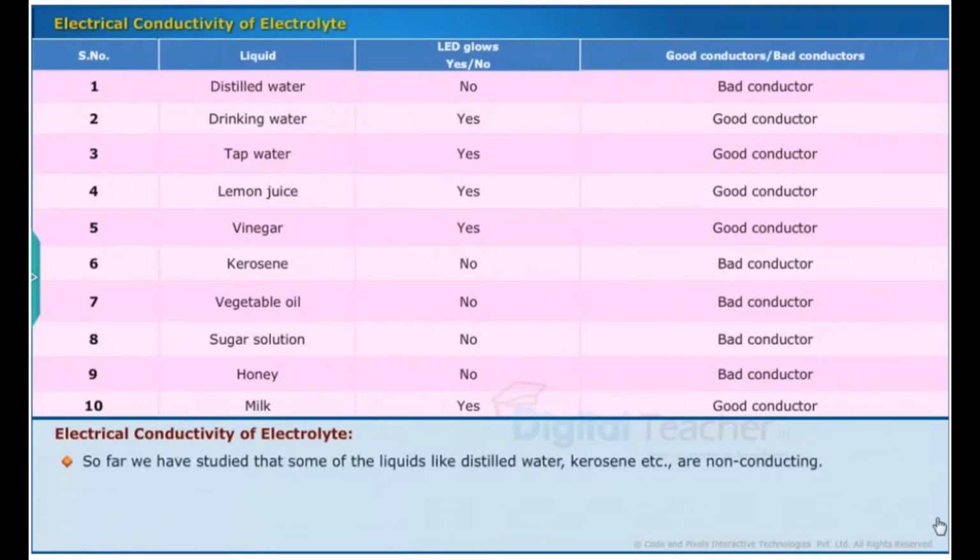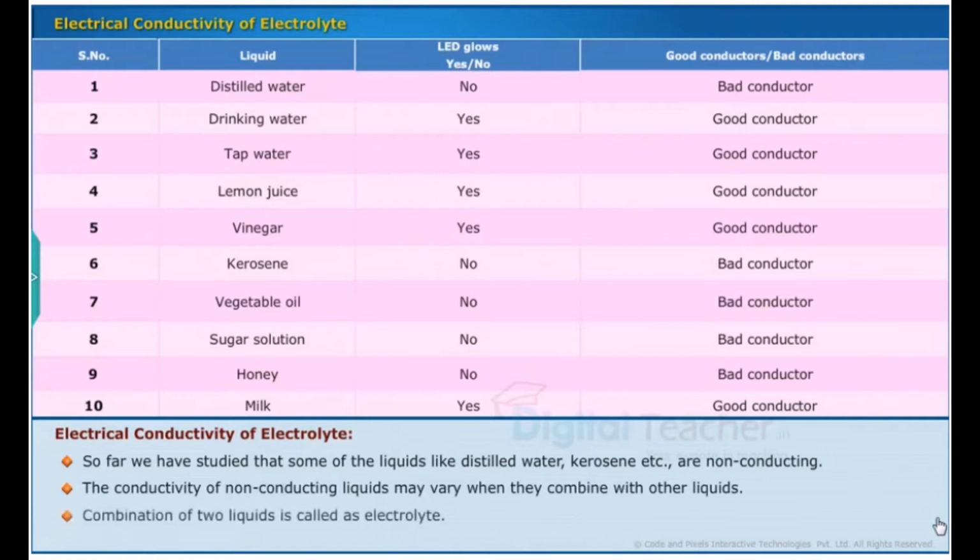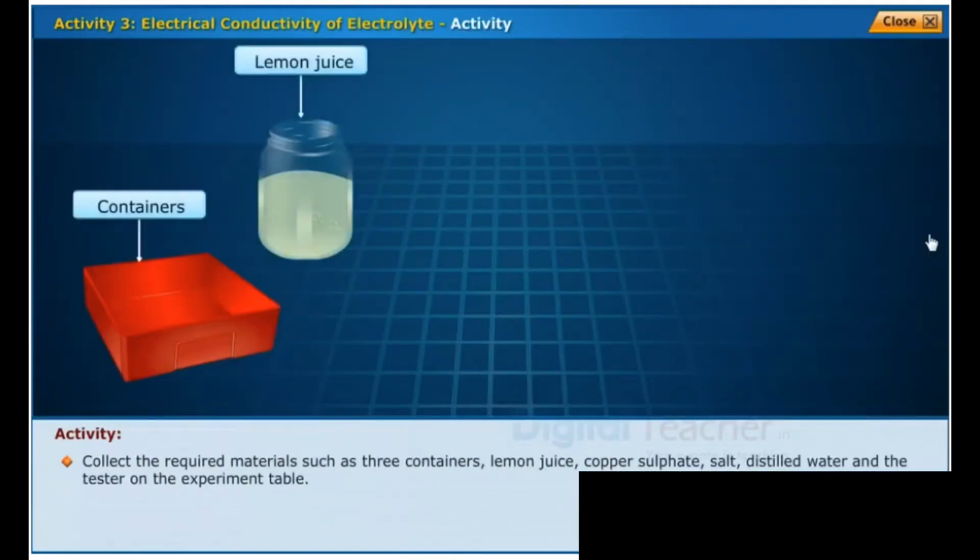So far, we have studied that some of the liquids like distilled water, kerosene, etc. are non-conducting. The conductivity of non-conducting liquids may vary when they combine with other liquids. Combination of two liquids is called an electrolyte.